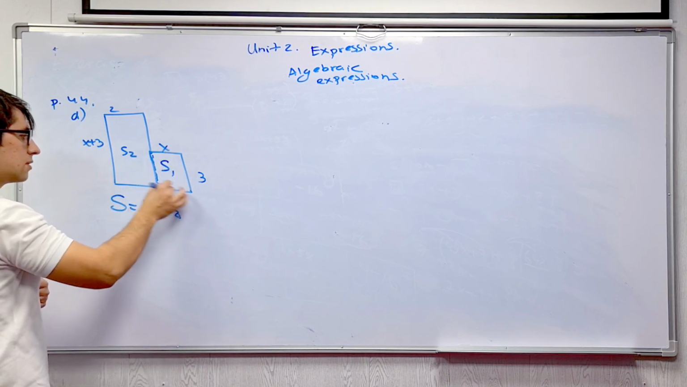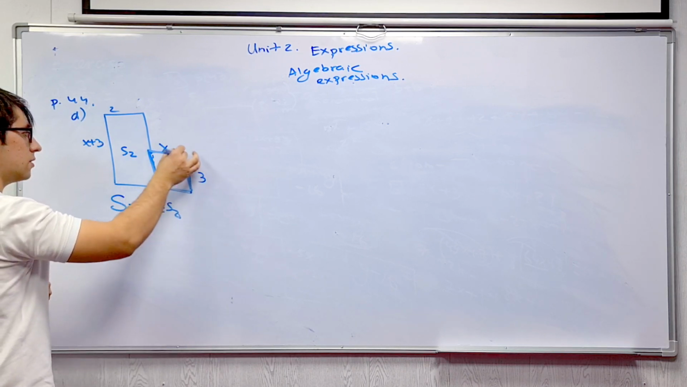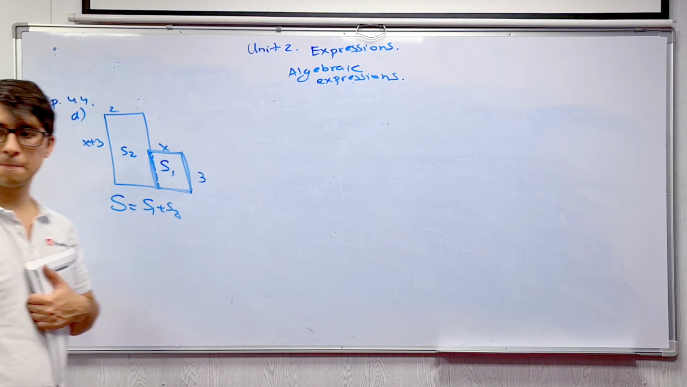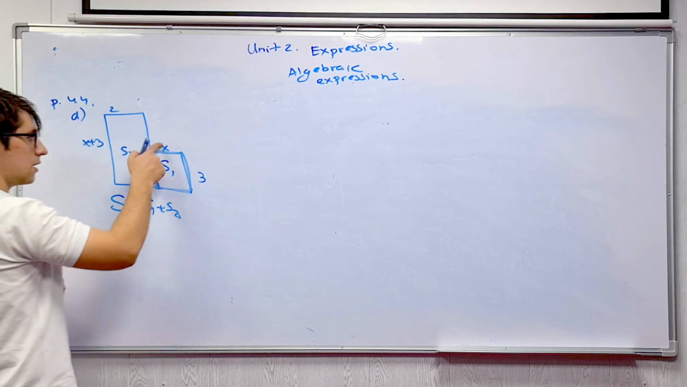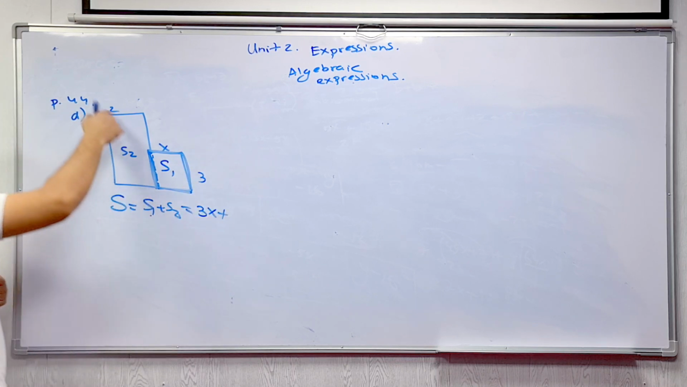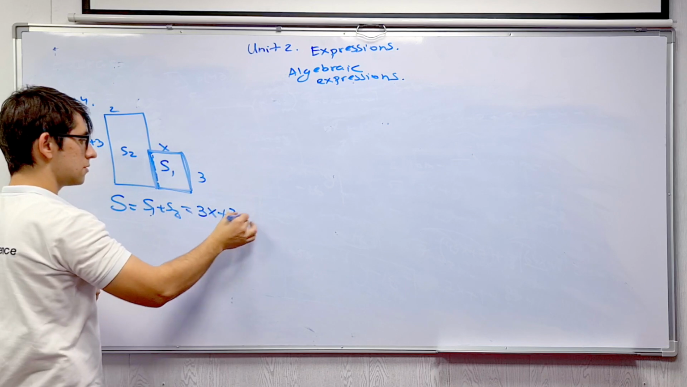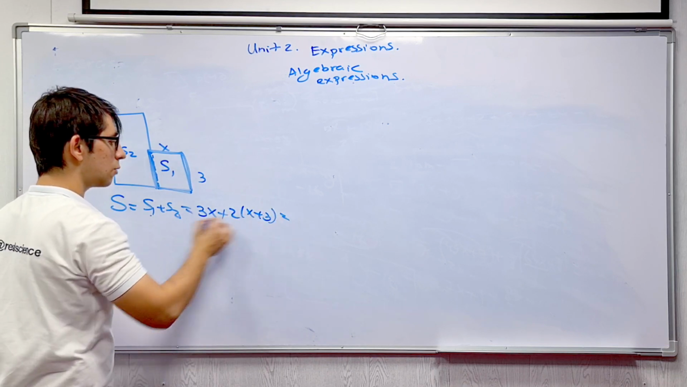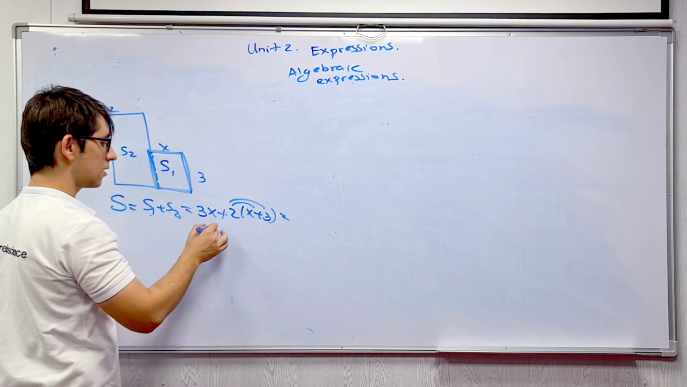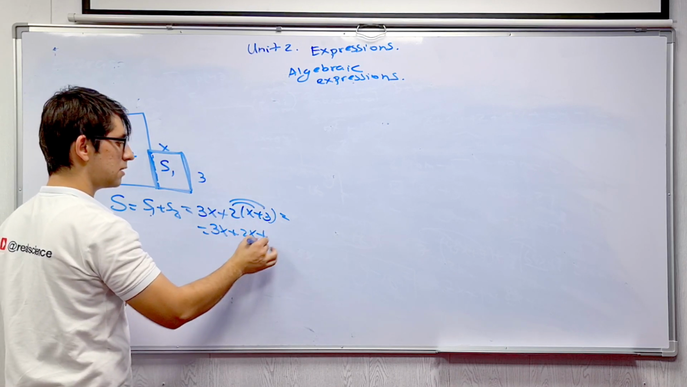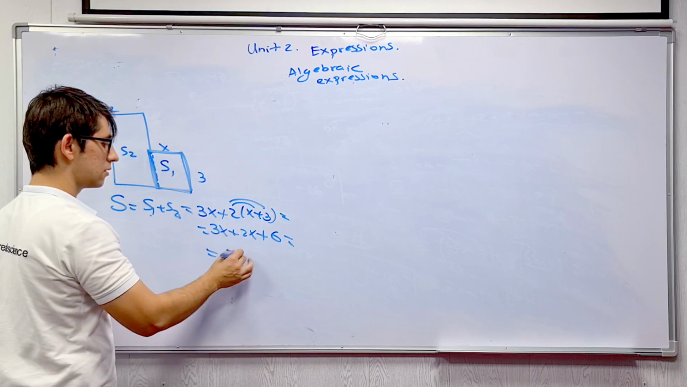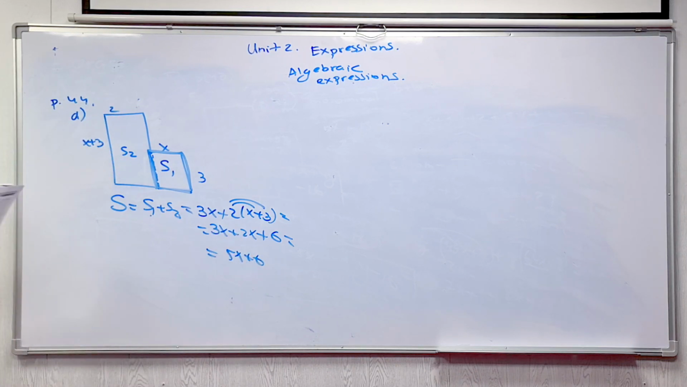You are dividing it into 2 different rectangles, right? How to find the area of a rectangle then? AB, right? X3. This will be S1, 3x, and S2 will be 2x plus 3. Now you know how to expand the brackets, right? 2x plus 6.